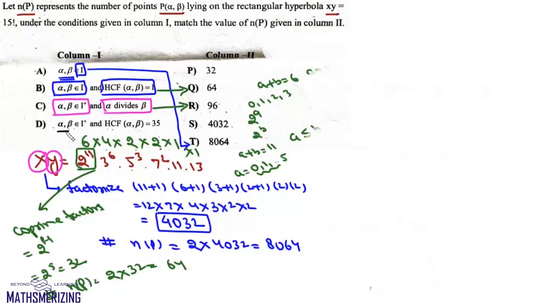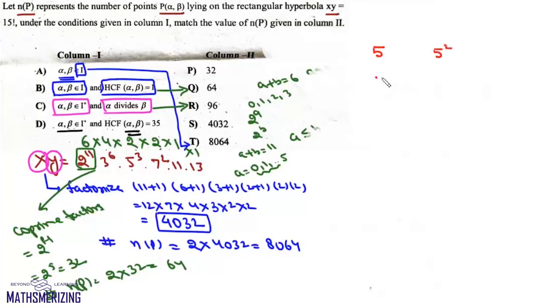And finally, this fourth case where alpha and beta are positive integers and HCF of alpha and beta is 35. Now this HCF can only be 35 if 5 is present in one of the numbers and the other number should have 5 square.